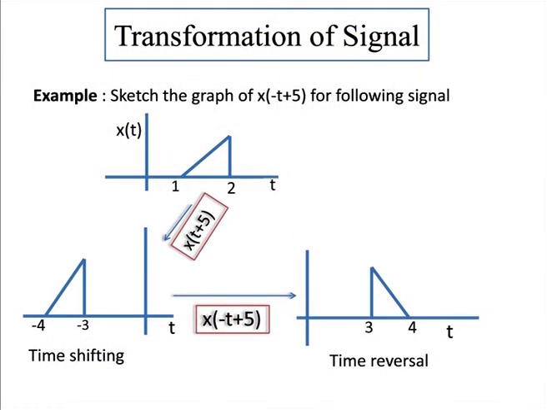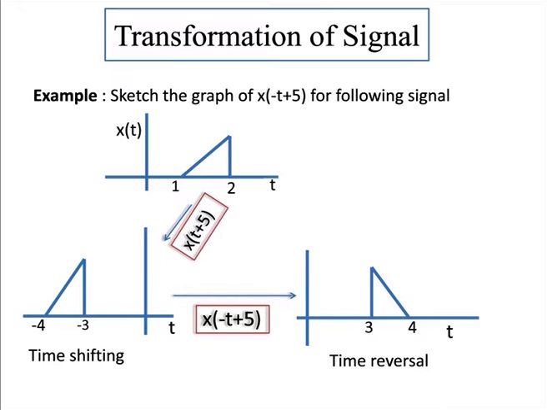Transformation of signal. In transformation of signal, we will see the scaling and shifting operations together. So, in this example, there is a graph x(t). Now, we have to plot x(-t+5) for the given signal. We can see on the figure x(t) versus t. So, x(t+5), as we discussed before, has a plus, so we have to subtract. So, 2 minus 5 is minus 3 and 1 minus 5 is minus 4. So, minus 4 and minus 3, this is time shifting.